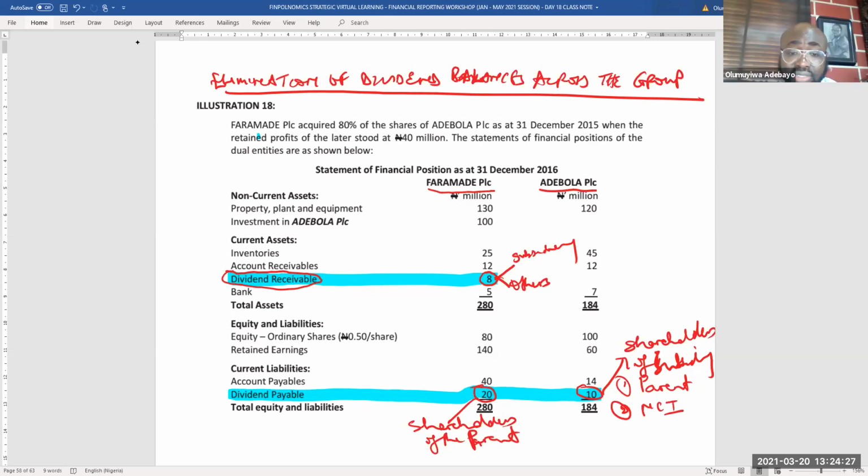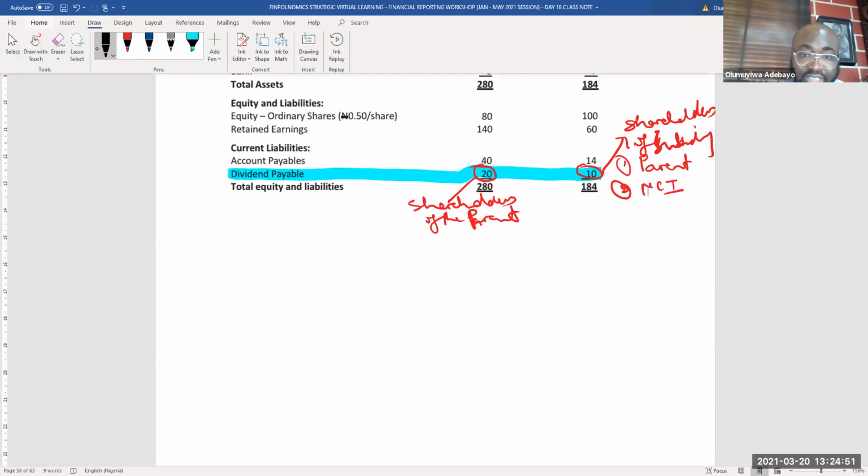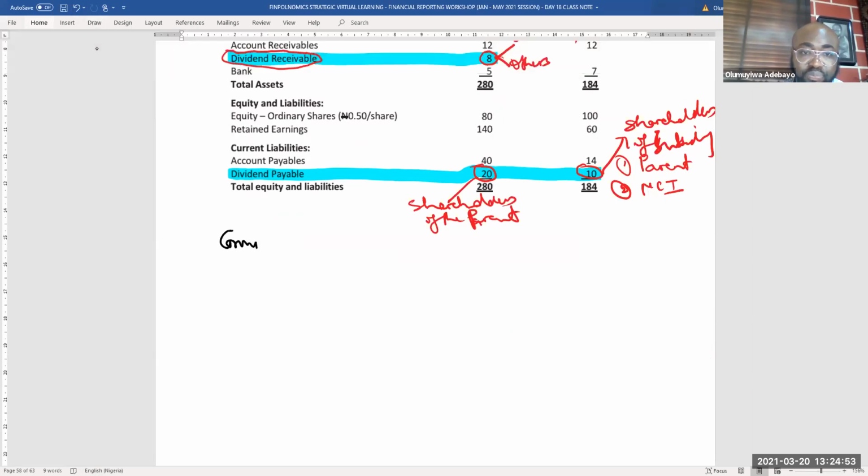And when the subsidiary has dividend payable, it means it has declared dividend and used that to reduce its retained earnings and is yet to pay. That's why it's recognizing a liability. Now, this liability is to all shareholders. And remember, shares are to be shared in proportion to which they share profit or loss. What is the proportion of the share of profit or loss? We'll see that from the group structure.